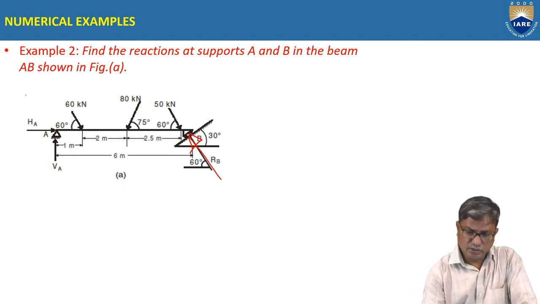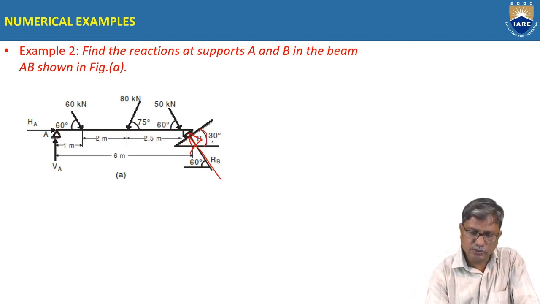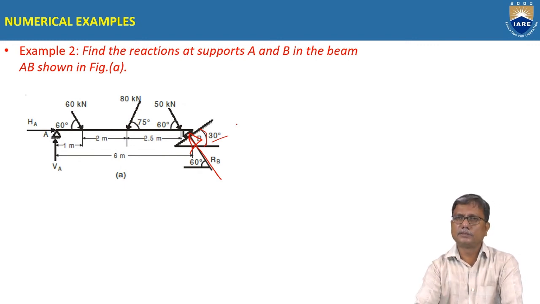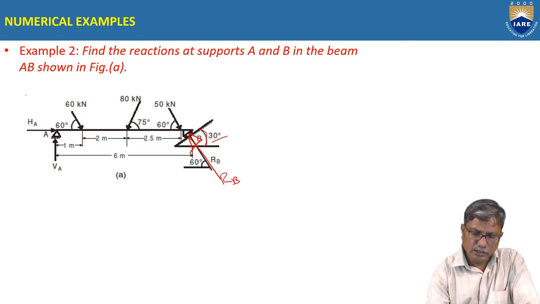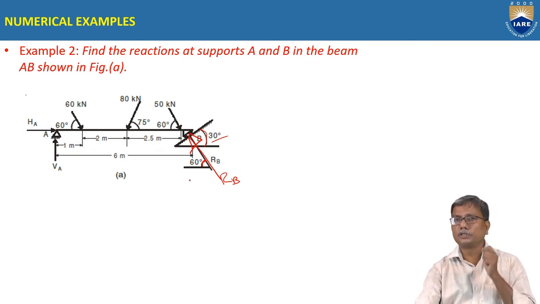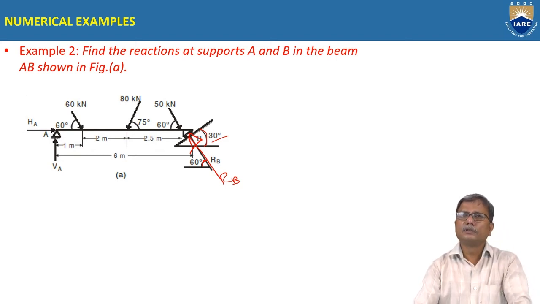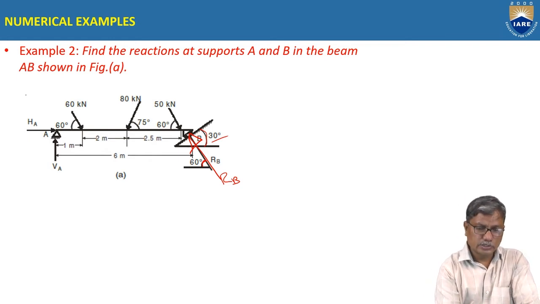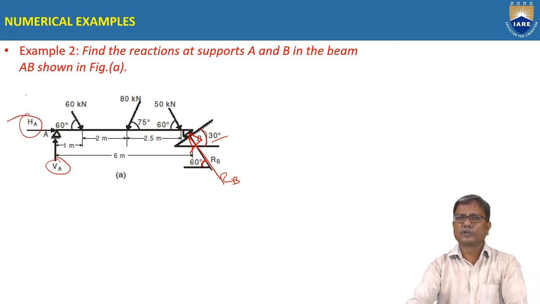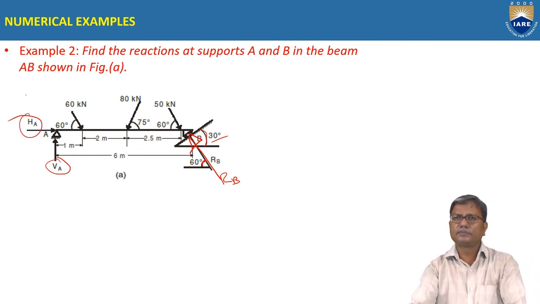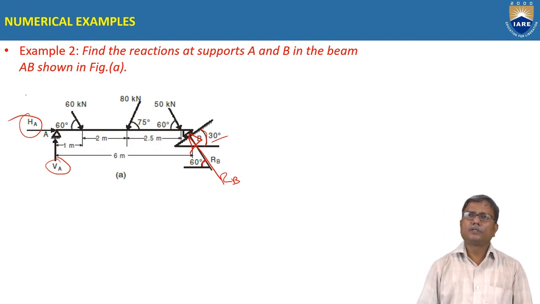The support is inclined at 30 degrees to horizontal. The reaction which is perpendicular to this will be inclined at 60 degrees to the horizontal. That is clear from this figure. And at A, as usual, we will have horizontal and vertical components of reaction. Understand? And what is the loading acting on the beam?